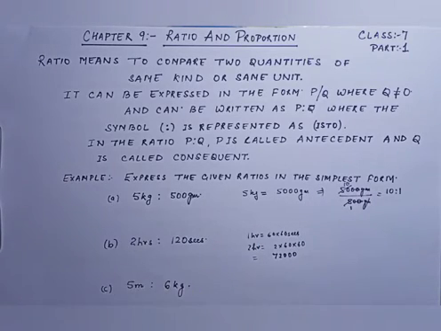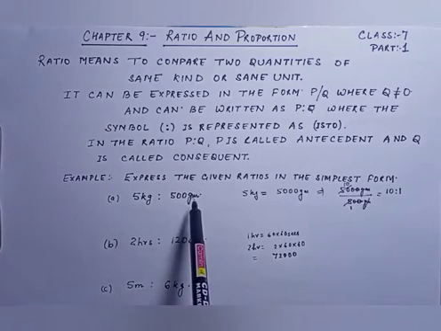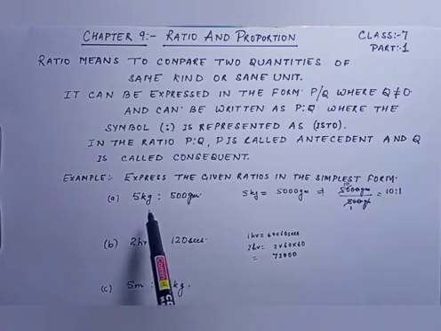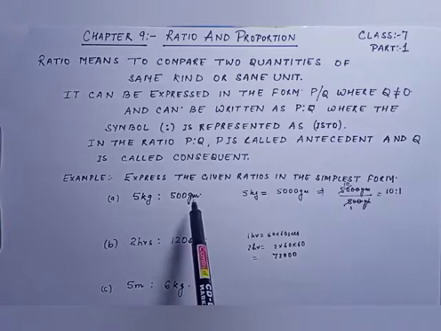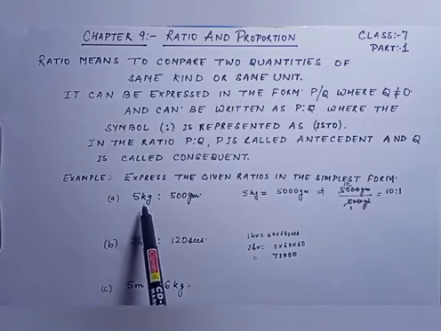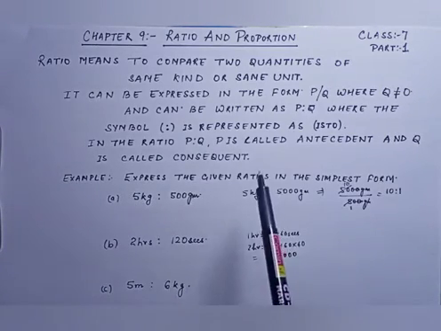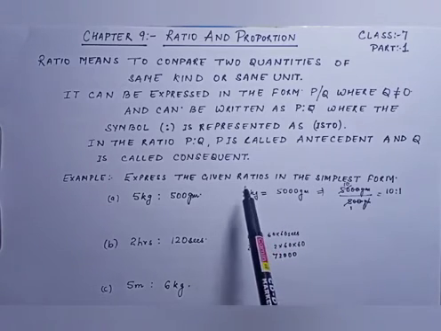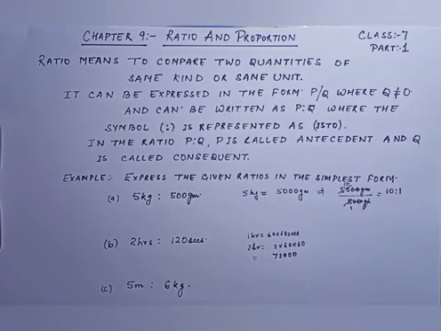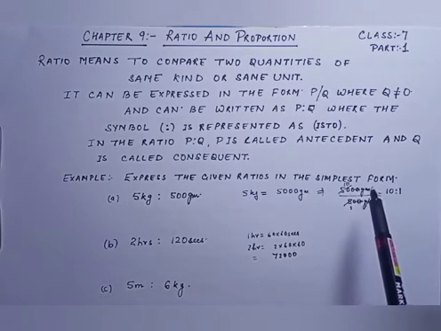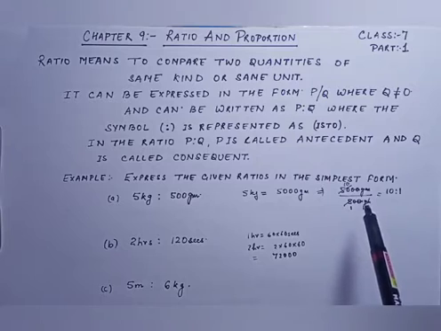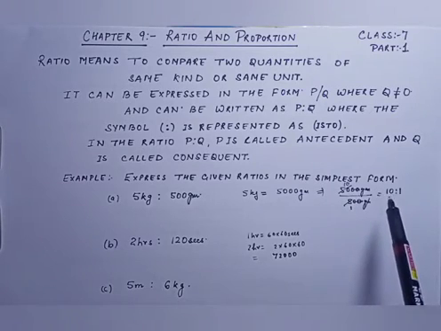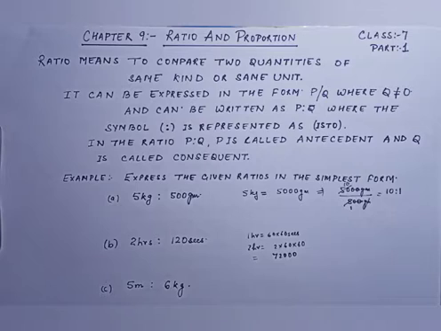5 kg to 500 gram. Over here we are comparing two quantities, but the units of both are not same. So we know that we can convert kg into gram. We have to convert this 5 kg into gram. Since 1 kg is equal to 1000 grams, 5 kg is equal to 5000 gram. Now both the units are same, so we can compare it. It will be 5000 gram upon 500 gram. When we simplify, we get 10 is to 1 as a ratio.